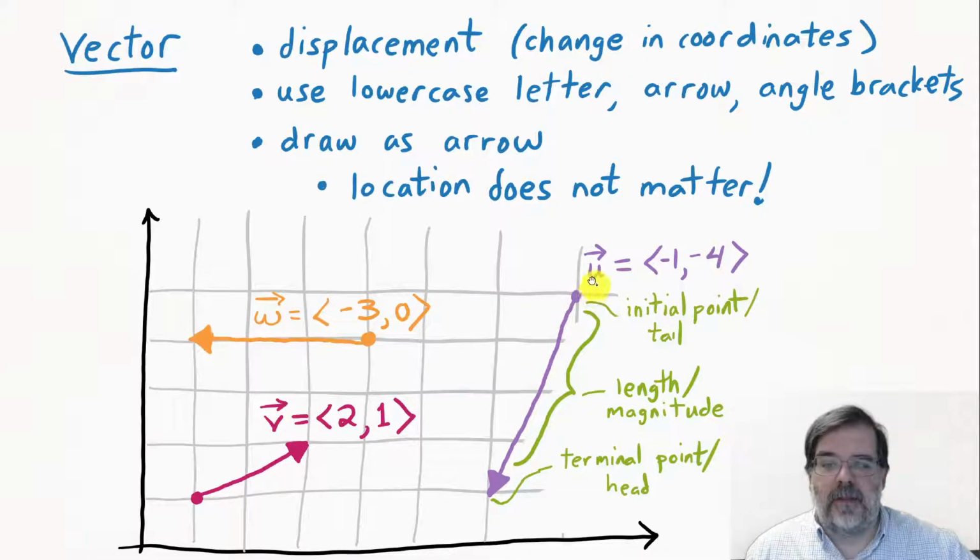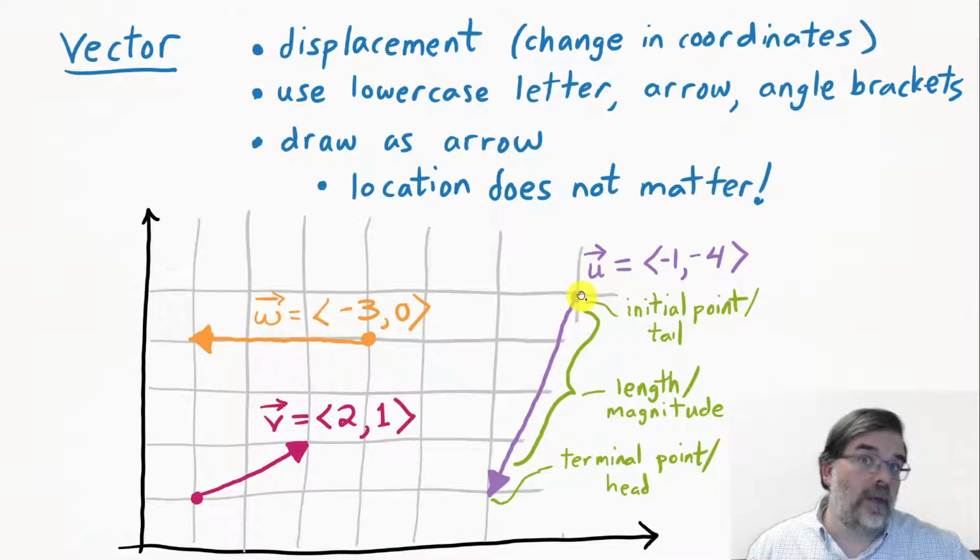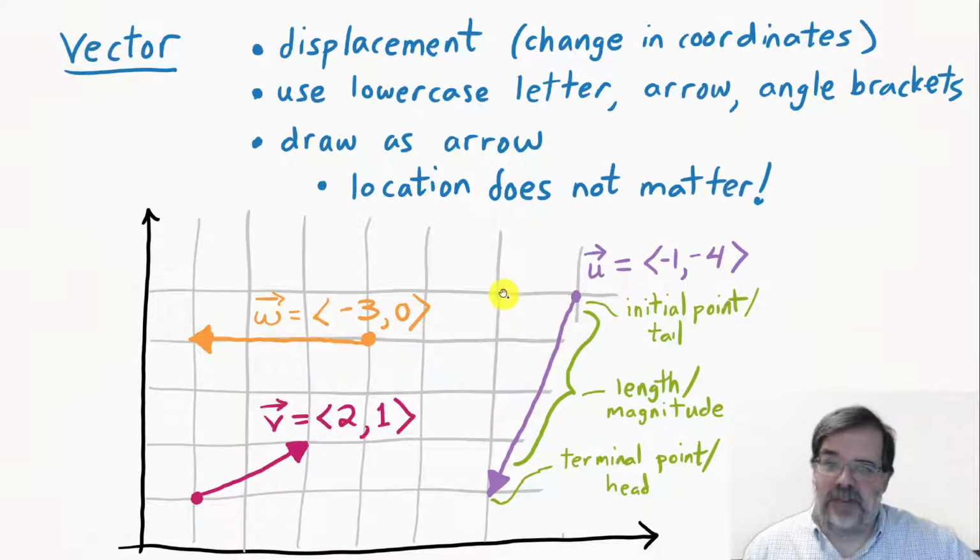And here's an example of a vector u with 2 negative components, the vector ⟨-1, -4⟩. Which indicates that from the initial point, you'll travel -1 unit in the x direction and -1, 2, 3, 4 units along the y direction. So those are some vectors for you.